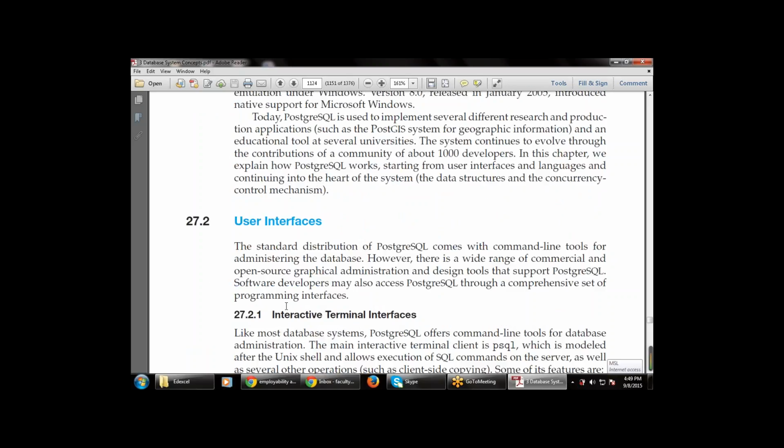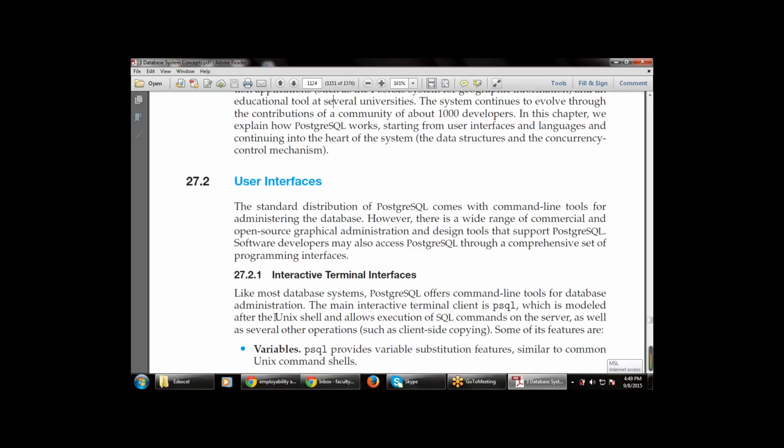Now, next part is the user interface. The standard distribution of PostgreSQL comes with a command line tool. So, what is the interface of PostgreSQL? That is a black screen, a CUI, a character user interface. And there is a wide range of commercial and open source graphical admin tools that also support PostgreSQL.